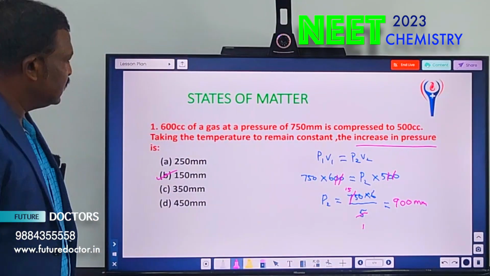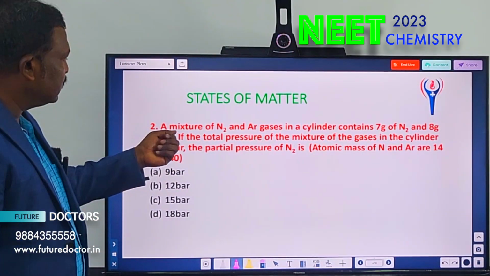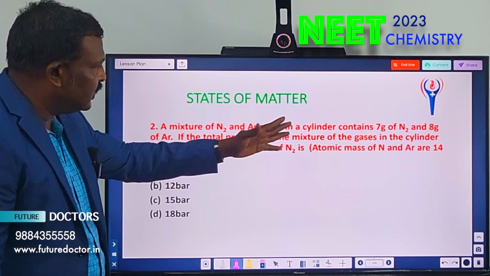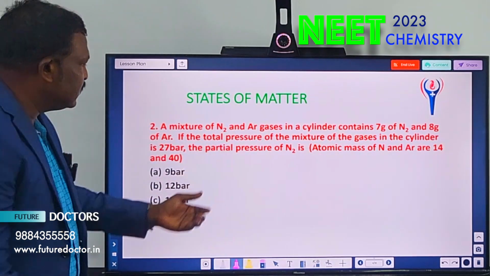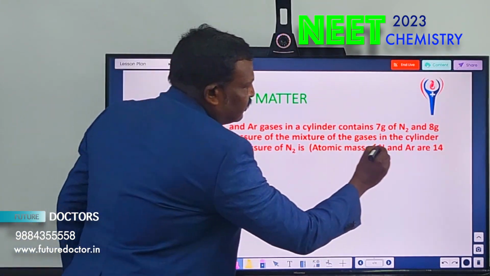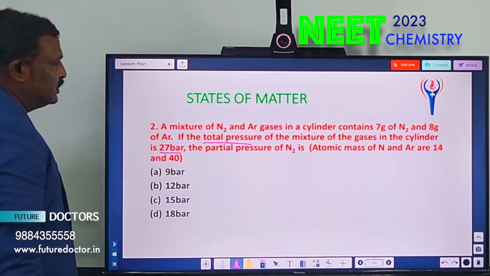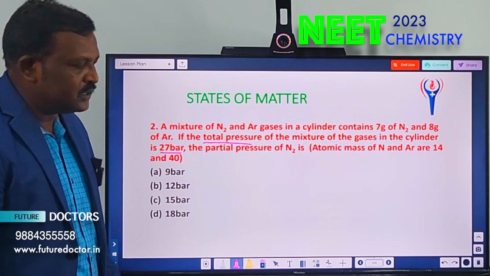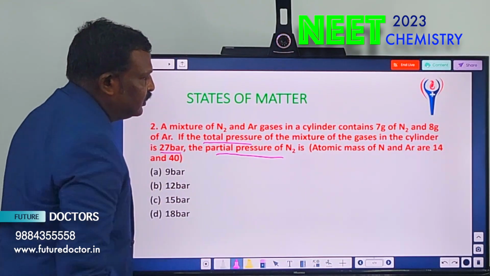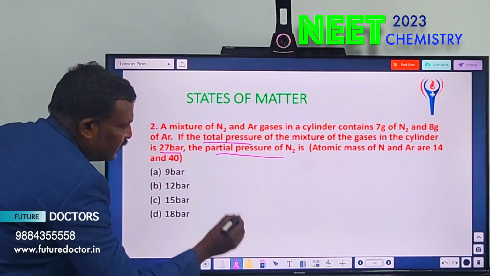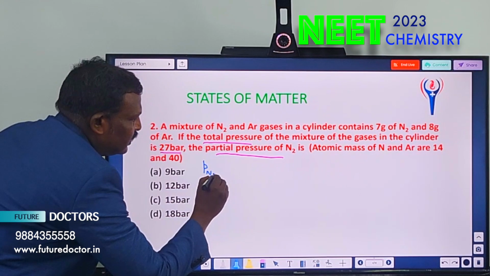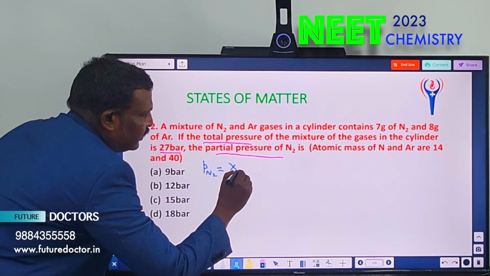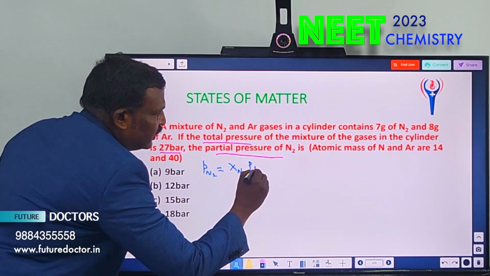The second one: a mixture of gases, N2 plus argon gases, are in a cylinder. The mass is given, the total pressure is also given, 27 bar. They're asking to find only the partial pressure of N2. So you know what the general formula for partial pressure is: partial pressure of N2 is equal to mole fraction of N2 into P total, that is called total pressure.